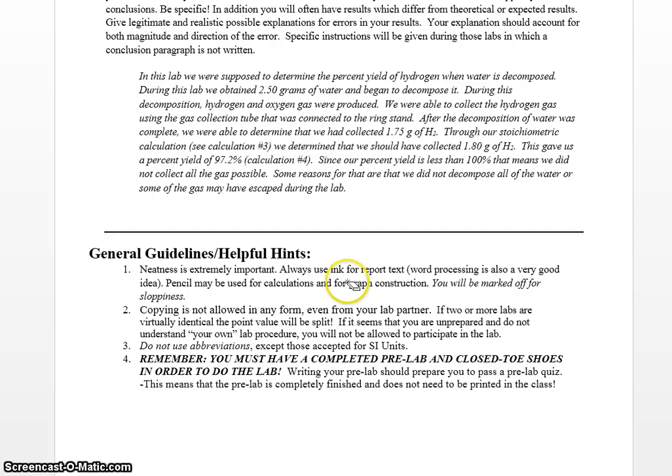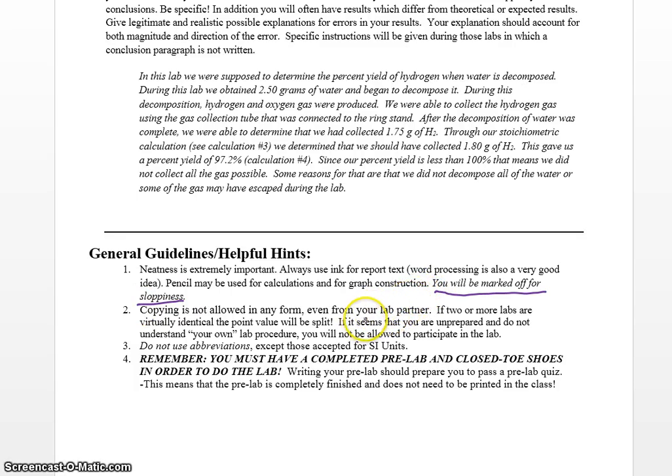The only thing that you're allowed to do in pencil are calculations and the construction of your best fit line and your data points as we have discussed previously. Please note that you will be marked off if you are sloppy. So please keep that in mind.